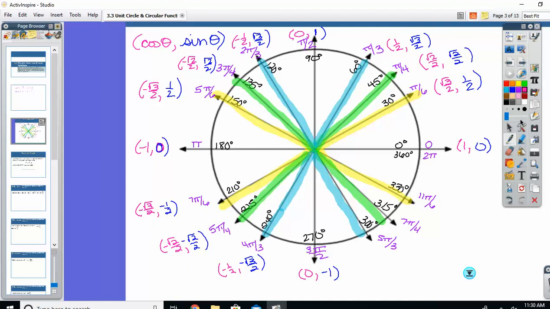Okay, question. In the fourth quadrant, what's true? X positive, y negative. So, positive radical 3 over 2, negative 1/2.